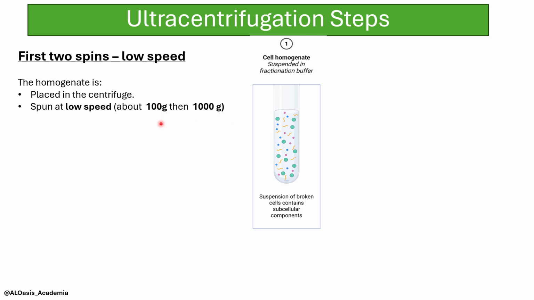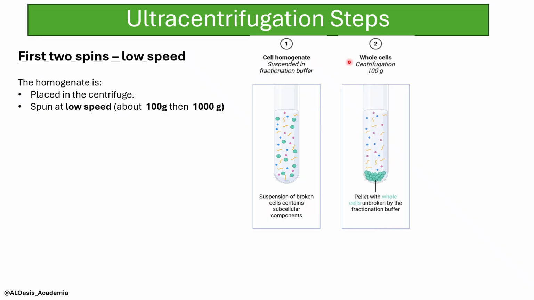So what does G mean here? For example, 100 G means it's 100 times the acceleration due to gravity. This one just means 1000 times the acceleration due to gravity. And that refers to how fast the centrifugation is occurring. So as we said, in the first tube, you would have the suspension of broken cells containing subcellular components.